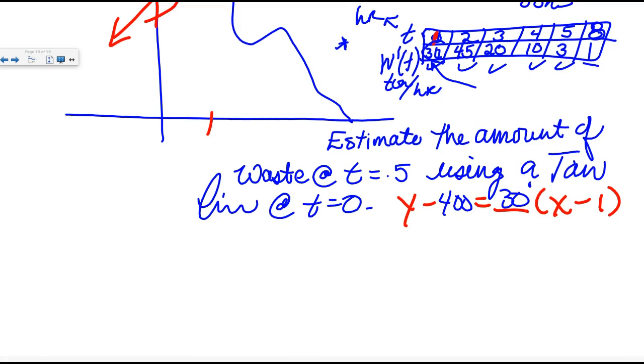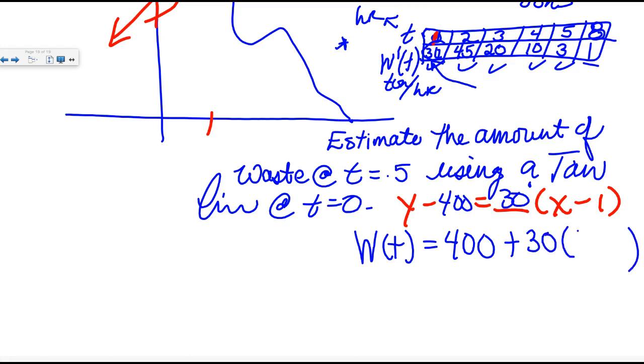Now I'll make it more specific to my problem. The amount of waste, according to my tangent line, would be the 400 that I had at the beginning, plus the rate it's changing for the rest of the hours. And I'd put t minus 1. So let's suppose that was at 1.5. Again, I'm just kind of shaking it up. If I wanted to estimate how much waste there was using my tangent line approximation, right, I would just go put a 1.5 here.